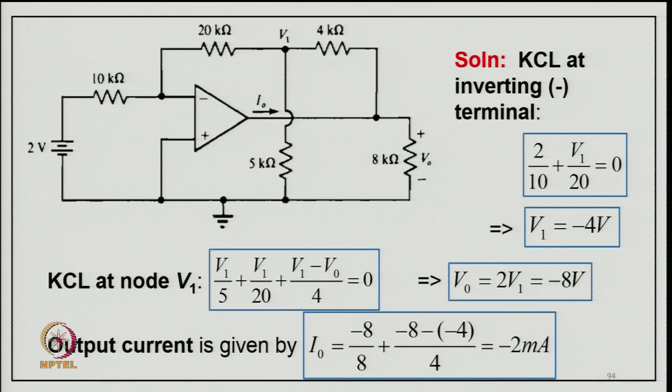plus the current coming from this side, V 1 upon 20, equal to 0. So, V 1 will be equal to minus 4 V, and here for KCL at V 1, we can say V 1 upon 5 plus V 1 upon 20 plus V 1 minus V 2 by 4 equal to 0. So, we get V 2 equal to minus 8. So, the output current I equal to minus 8 upon 4 plus minus 8 minus minus 4 by 4, that becomes minus 2 milliampere.